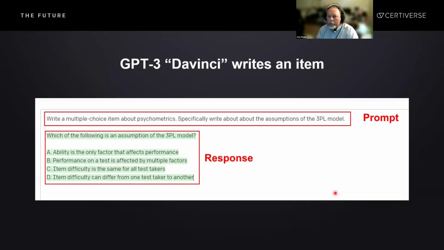And here's the item that it wrote. So which of the following is an assumption of the 3PL model? Ability is the only factor that affects performance. Performance of a test is affected by multiple factors. Item difficulty is the same for all test takers, or item difficulty can differ from one test taker to another.